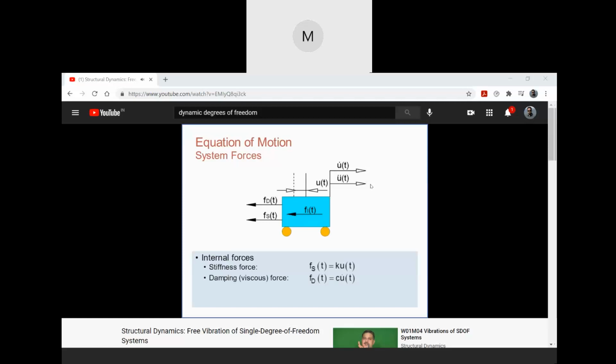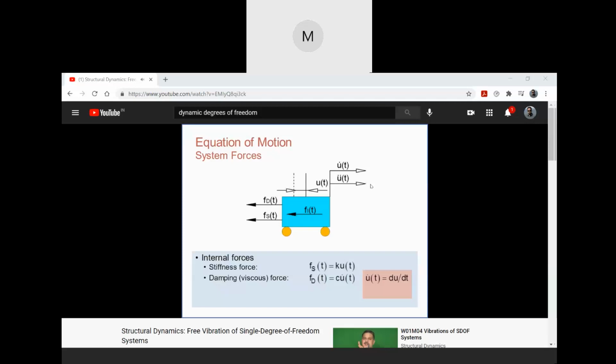The second internal force is the damping force, denoted as Fd, which is caused by the motion of the system and is equal to the product of the damping constant C times the velocity U dot. This force has an opposite direction to the velocity. The velocity is denoted here as U dot and is the derivative of the displacement with respect to time. In this case, and in most of this lecture, the term damping refers to viscous damping.